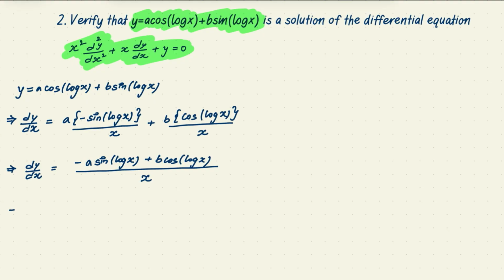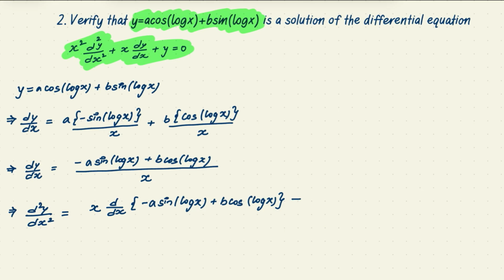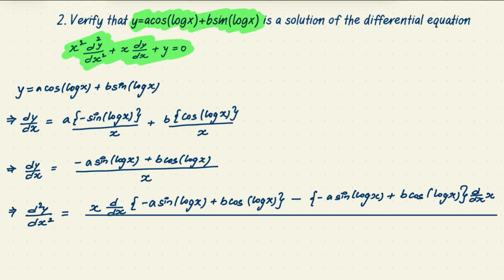Now again differentiating both sides with respect to x, we will have d2y over dx2 equals to, now here we will use the quotient rule where we have to write the denominator first, that is x, and we have to differentiate the numerator, that is entire everything, minus a sin of log of x plus b cos of log of x, and subtracting and writing the numerator first, that is minus a sin of log of x plus b cos of log of x, and differentiating the denominator, that is x, whole divided by x square.